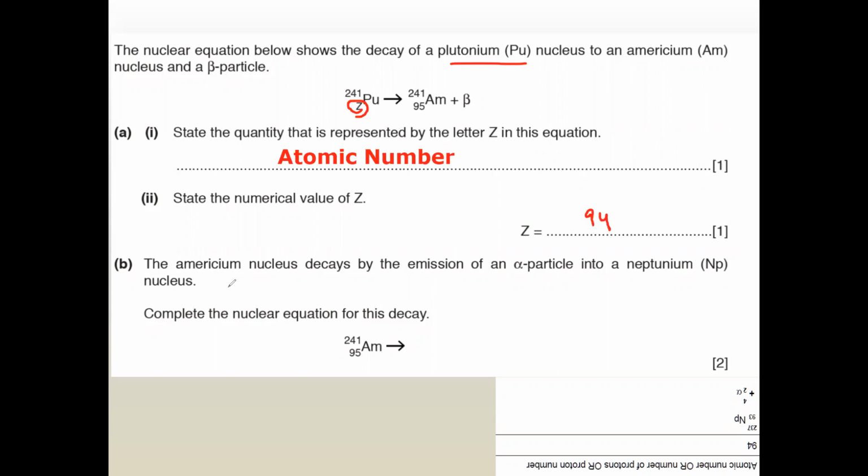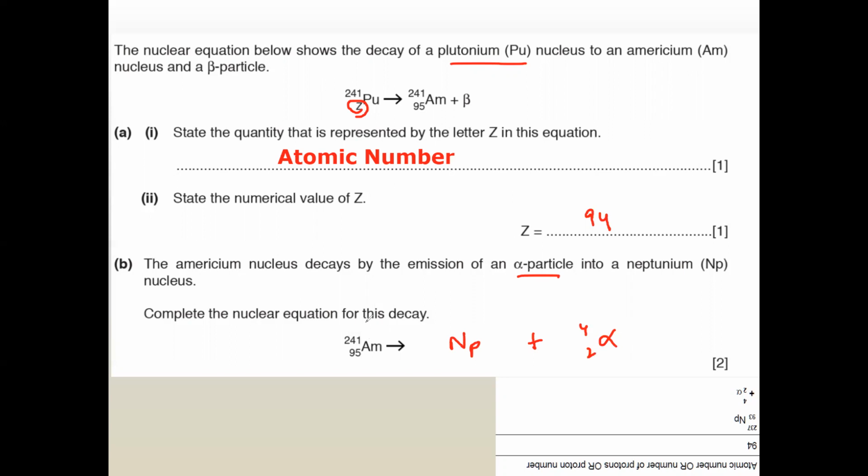But the next part, americium nucleus decays by emitting out an alpha particle. That's the second part. So complete the nuclear equation. Americium nucleus decays by emission of the alpha particle to a neptunium nucleus. So the symbol first we write for neptunium, which is Np, and it emits out alpha particles. So the symbol for alpha particle is 4 and 2.